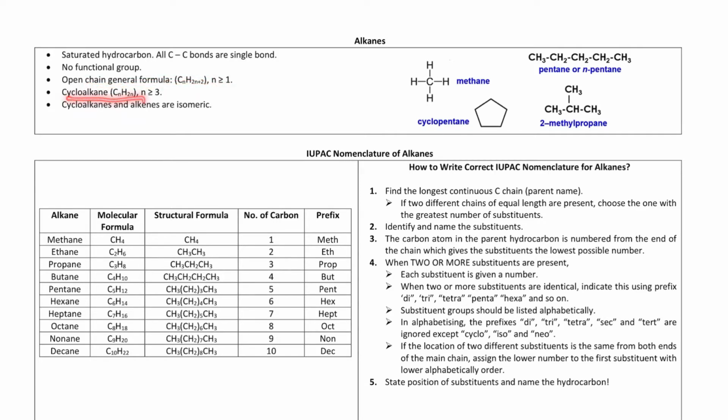Tapi kalau dia cycloalkane, dia cyclic structure, minimum carbon dia mesti 3 lah. Sebab kalau 2 carbon je macam mana nak jadi cyclic kan? And then cycloalkane and alkene are isomeric. Isomeric here means the number of carbon and hydrogen dia sama untuk cycloalkane dan alkene. So ini adalah example of alkane: methane, pentane, and then 2-methylpropane, cyclopentane. Kalau kamu tengok ada nama-nama ni, maybe some of you know how to give name, maybe tak tahu. So kita go through one by one.